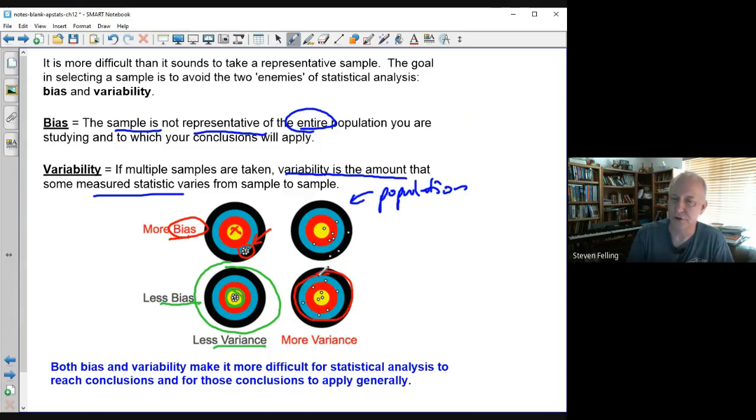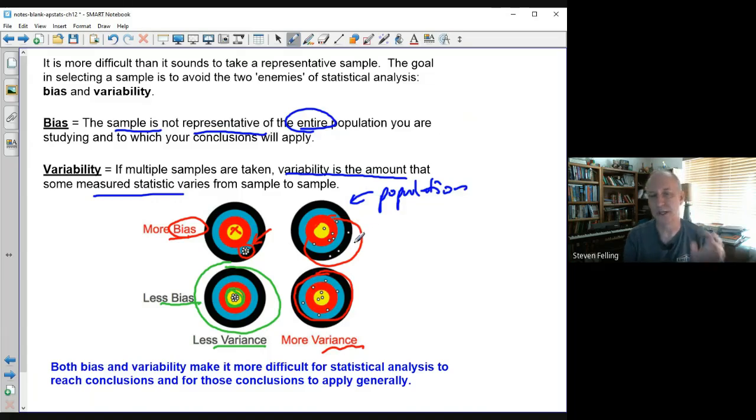On the other hand, you might have something that's on target. It's sort of centered on the target, but there's a lot of variation from sample to sample. And we'll see how we can control variation, right? So this one's not ideal because even though it's on target, there's no bias in the sample, there's too much variation from sample to sample, right? And the worst case would be if it's both biased and lots of variability. So this would be the worst case of all.